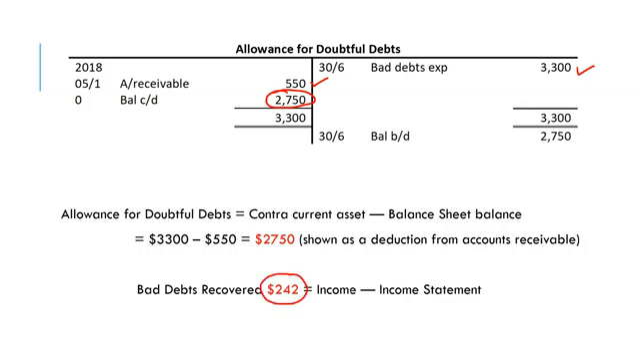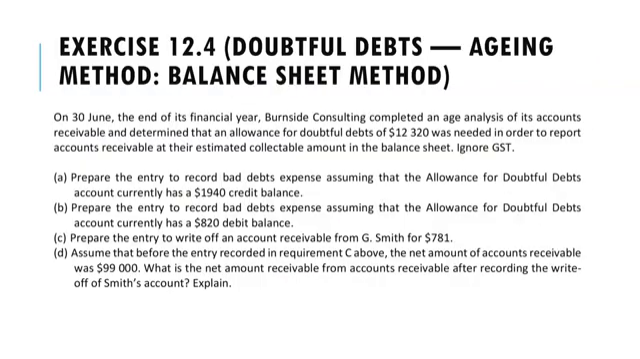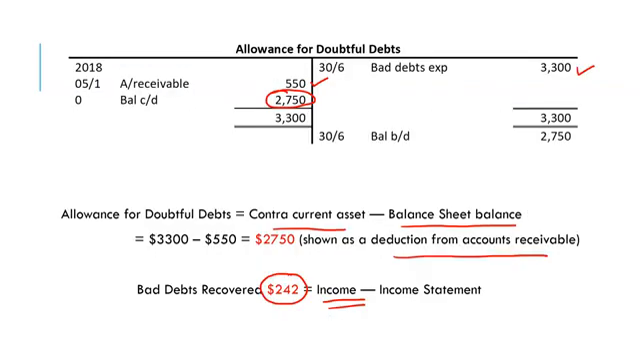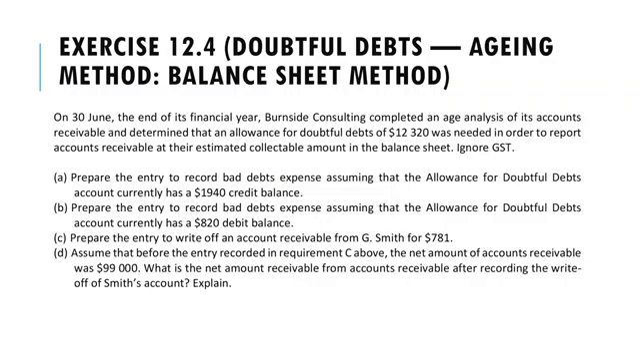It will go into your income statement as income. This one goes as your income. Okay, 2750 will go to your balance sheet. You need to show a deduction from your account receivable. This is a contra current asset account. Okay, are you okay with this? Yeah. Okay, let us move to the second example.